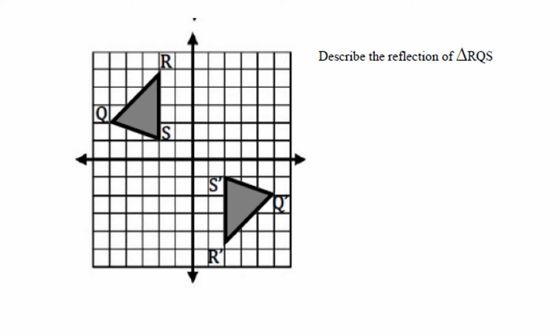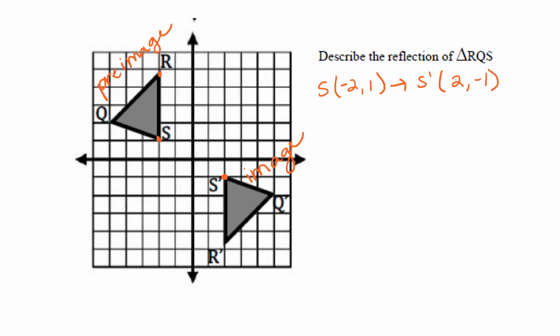In the next example, it has my pre-image drawn for me, and we know this is the pre-image because it's the image before I translate or reflect it. And I know that my prime image is always the product after I did my transformation. So we need to describe the reflection that's happening to RQS. First off, the point S is (-2, 1). The point S prime is (2, -1).